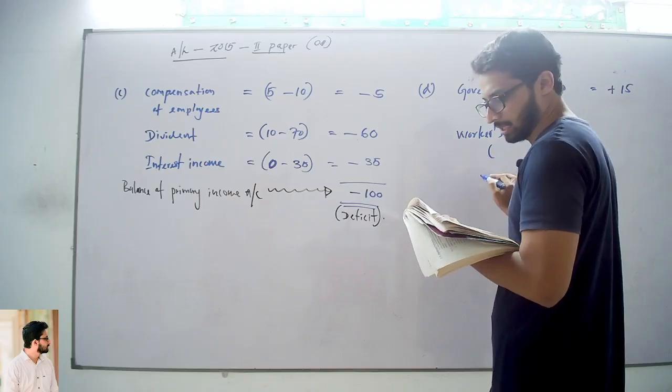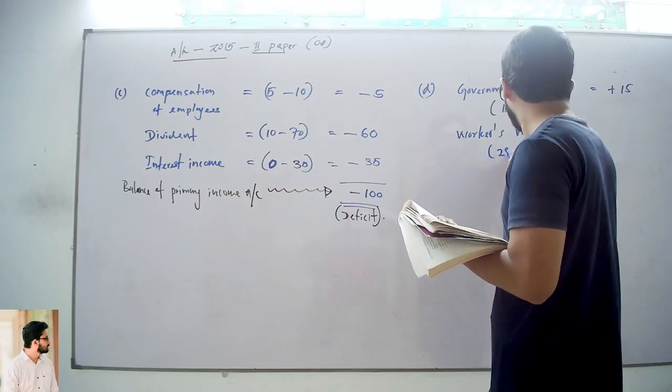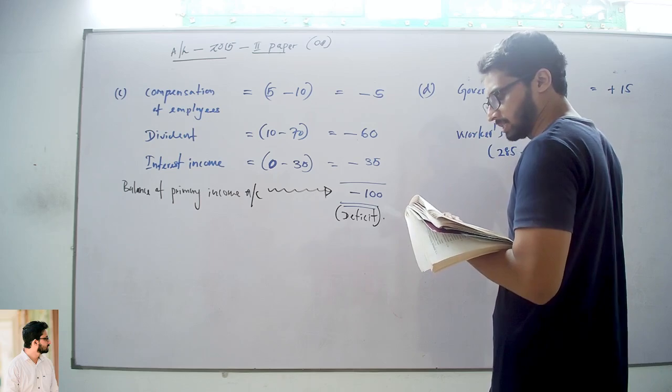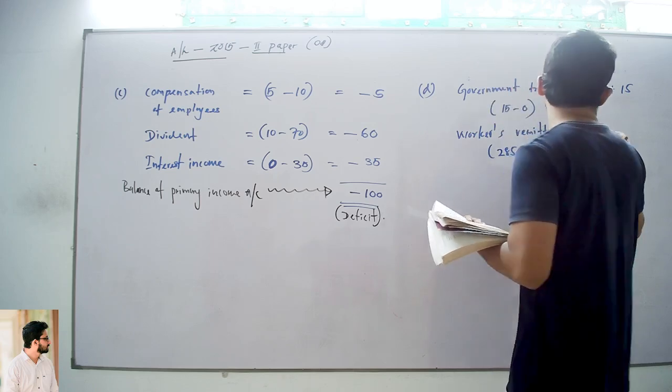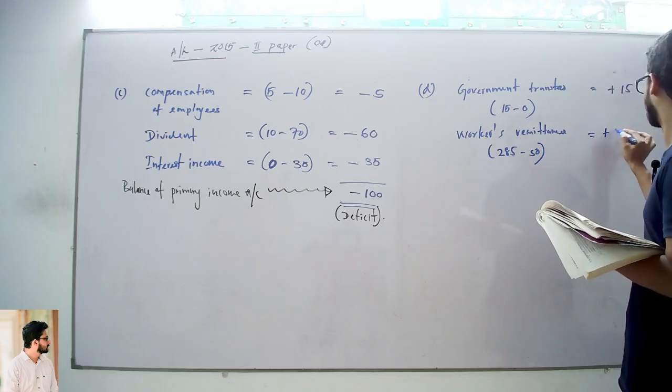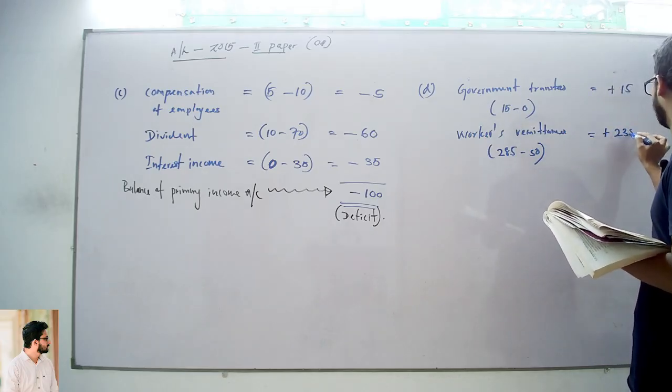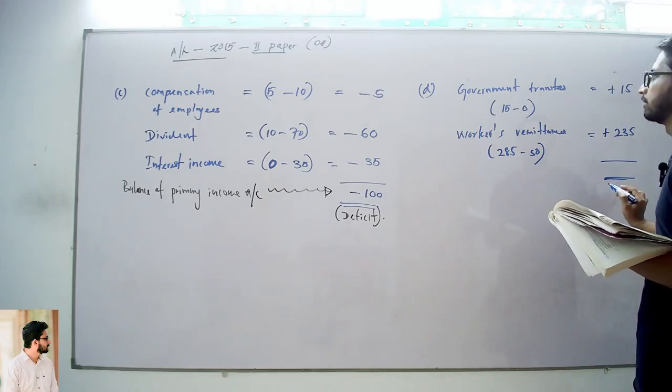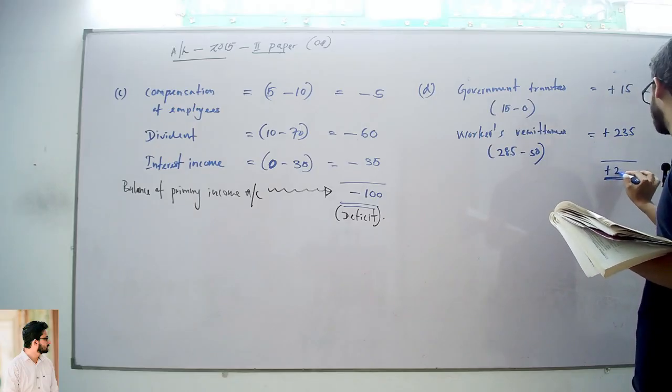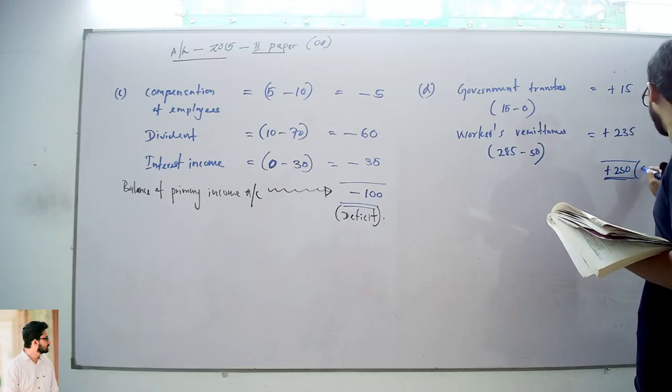Workers' remittances. How much is the value? 285 minus 50, the net value is plus how much? 235. Then the net value of the secondary income account should be plus 250. Plus 250 means surplus.